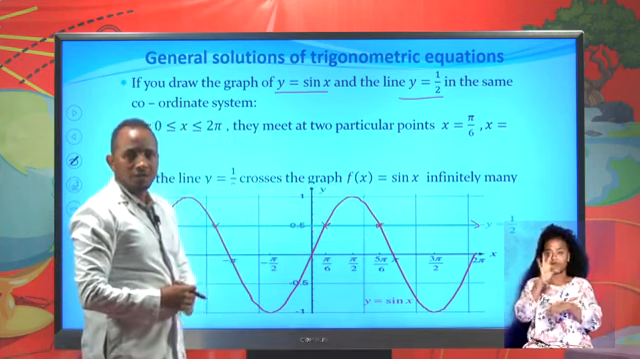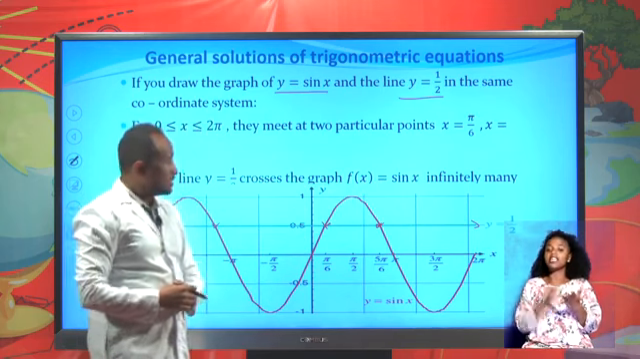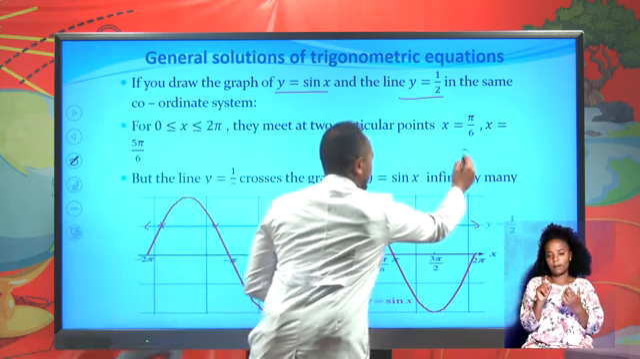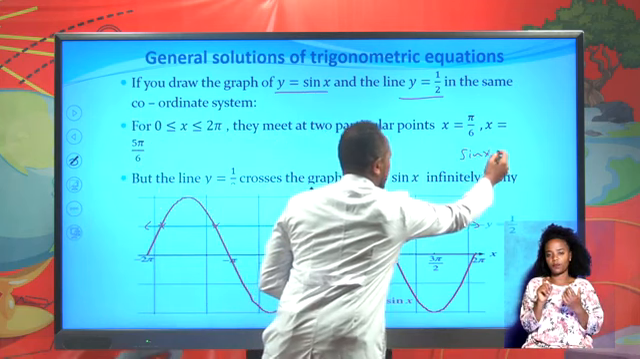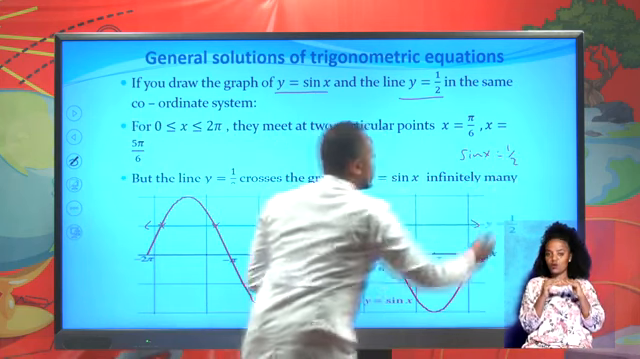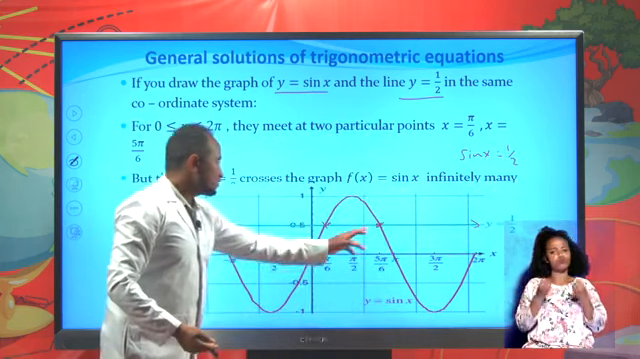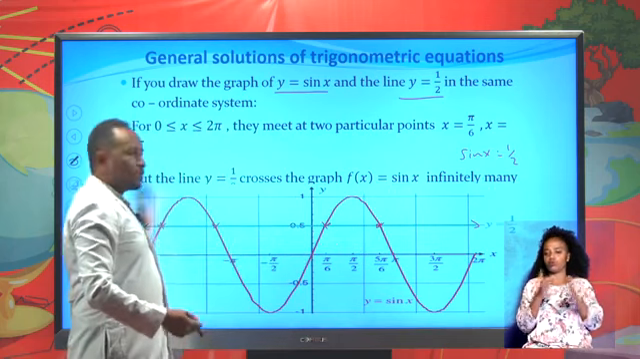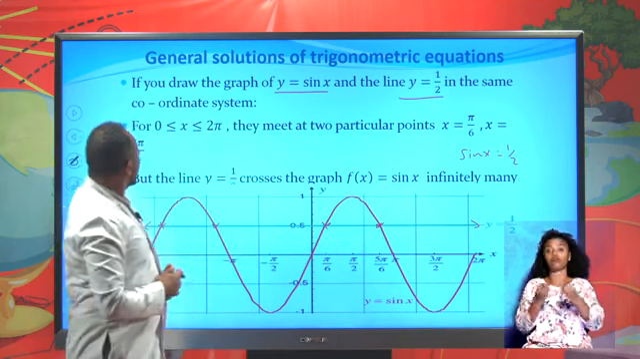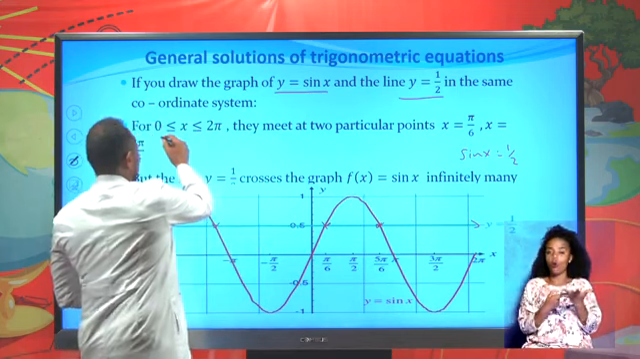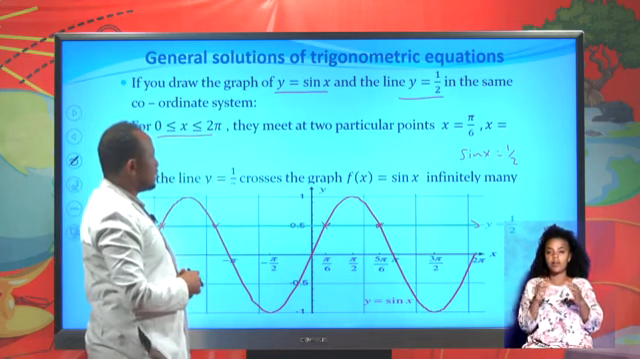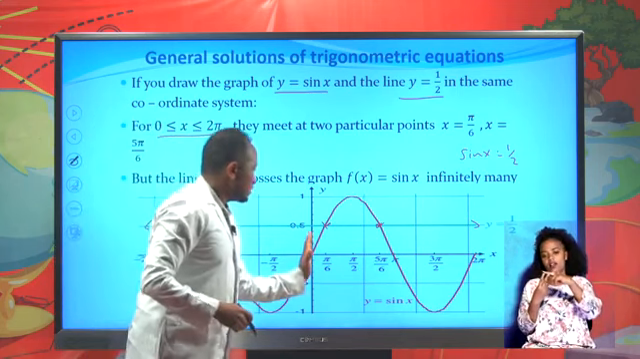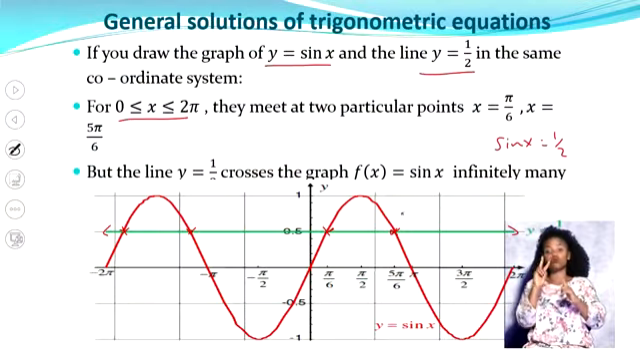Therefore, this means that sine x equals 1 over 2 has so many solutions. One solution here, another, and so on, since it is periodic. So for the interval from 0 to 2 pi, there are these 2 points. These points are pi over 6 and 5 pi over 6.